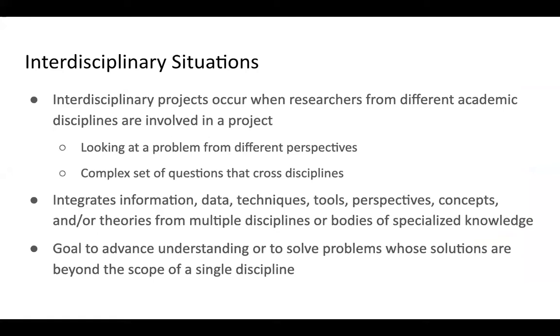So interdisciplinary projects occur when researchers from different academic disciplines are involved in a project. And interdisciplinary research is a mode of research by teams or individuals that integrates information, data, perspectives, or theories from these multiple disciplines. The goal of interdisciplinary research is to really advance understanding or to solve problems whose solutions are beyond the scope of one single area of research practice.